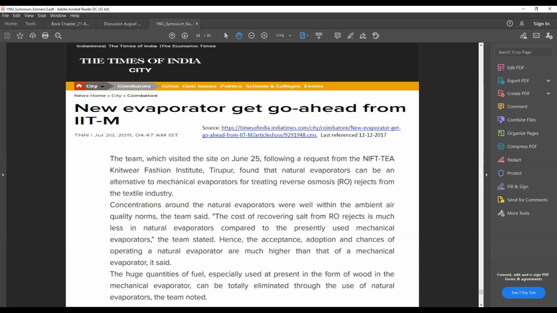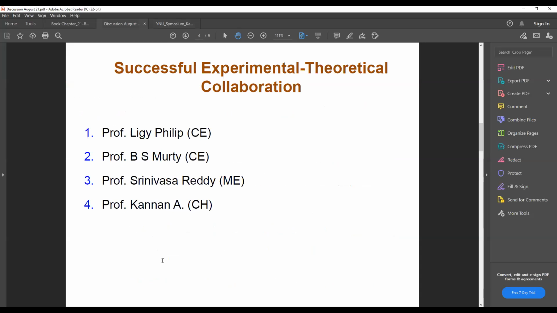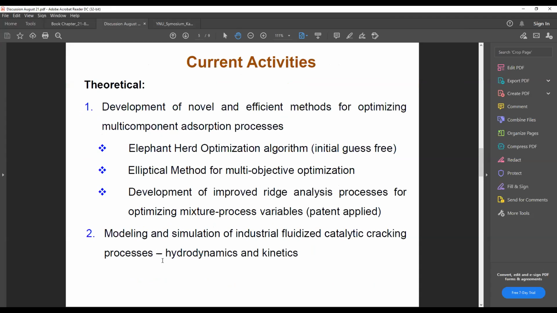So just coming to the next part of my work. Because of shortage of time, I will just explain very briefly what we are doing. We are looking for novel and efficient methods for optimizing multi-component adsorption processes. We have developed, using soft computing methods, an elephant herd optimization algorithm, which is initial guess free, and a lot of people have started using this algorithm, and they have found good results with this. So that validates our methodology.